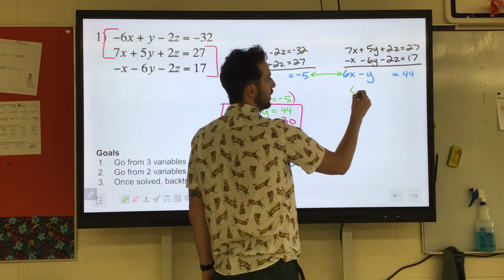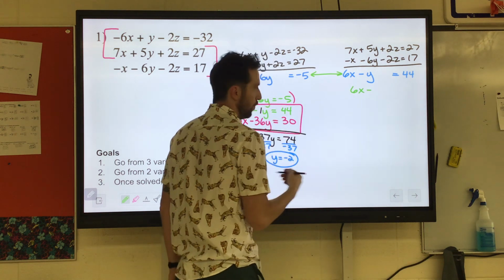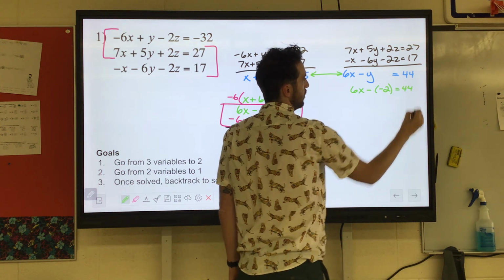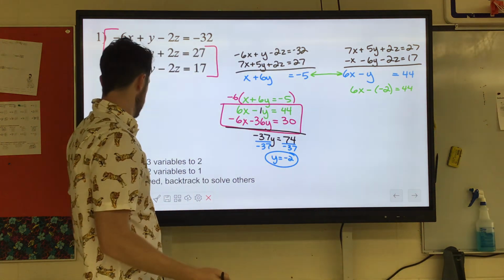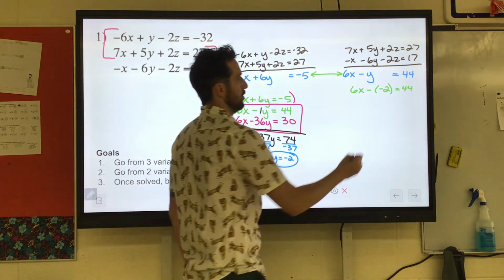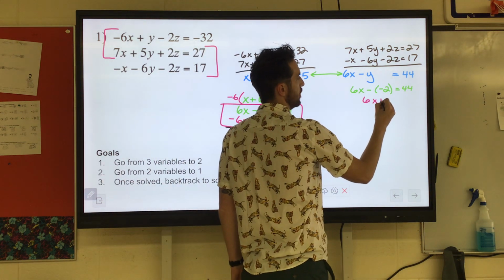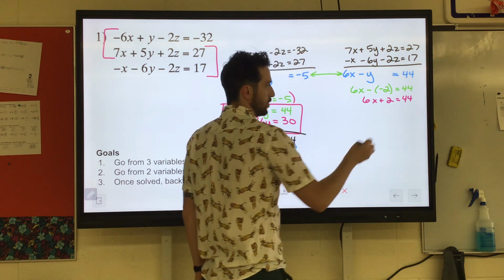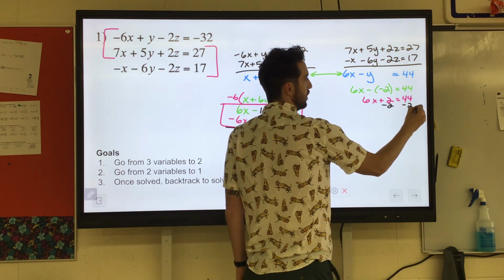So 6x minus y, with y being negative 2, equals 44. Now minus negative is really the same as plus positive. So this will be 6x plus 2 equals 44. We'll subtract the 2 from both sides.